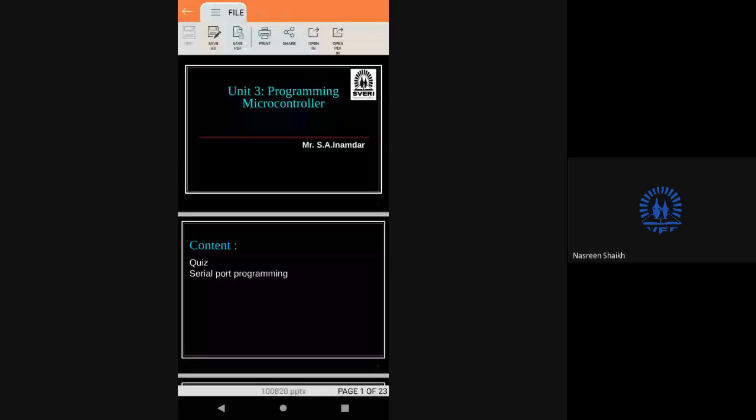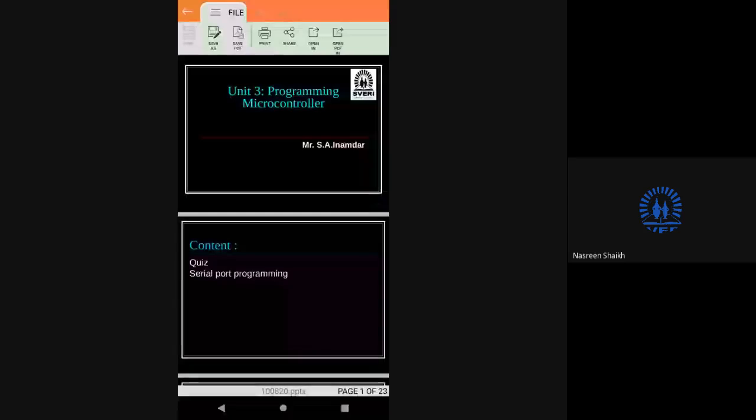As usual, the first slide will be the quiz, and then we will see one very complicated, complex, crucial point related to programming, that is serial port programming. That is what we are going to learn in today's session.